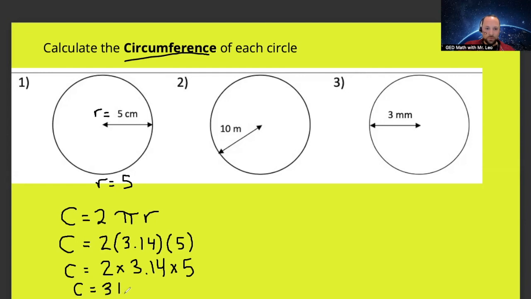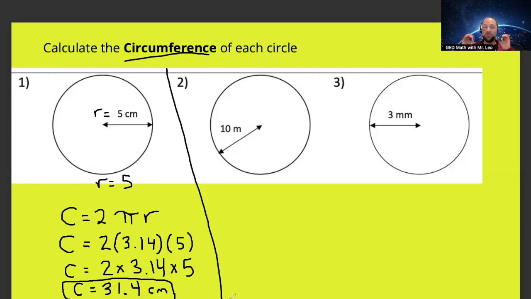31.4. To make it complete, let's use the units. In this case, that is centimeters. Final answer, 31.4 centimeters. Nice. All right. Let's do number 2 over here.